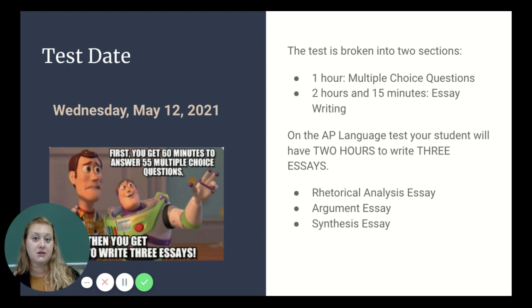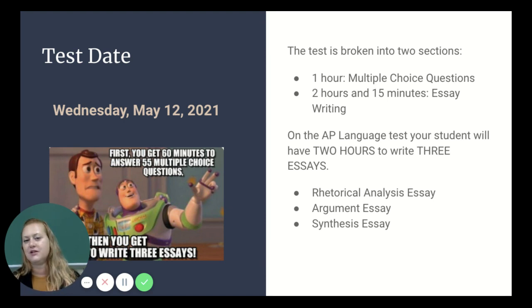They then get a 15-minute break. Then starts their 2 hours and 15 minutes of essay writing. Over the course of those 2 hours and 15 minutes, they're going to have to write 3 different styles of essays. They'll start with the synthesis essay, they'll go into the rhetorical analysis essay, and then they'll write an argumentative essay. We'll be covering each writing style every marking period. So marking period 1, we focus on rhetorical analysis.